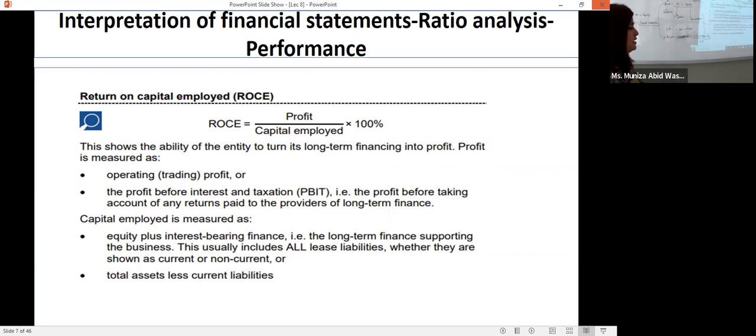So either we can take assets equal to total liabilities plus equity, or we can use assets equal to non-current liabilities plus equity, or capital employed is equal to total assets minus current liabilities. So whichever formula you want to use, you can.